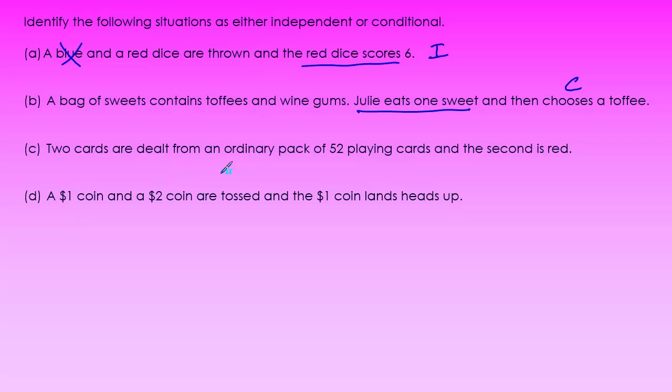2 cards are dealt from an ordinary pack of 52 playing cards, and the second is red. Again, that's conditional. We're dealing 2 cards, so that's going back to the situation where we take a card and don't put it back. A $1 coin and a $2 coin are tossed, and the $1 coin lands heads up. That should be independent. What happens with the $1 coin is not dependent on what happens with the $2 coin.